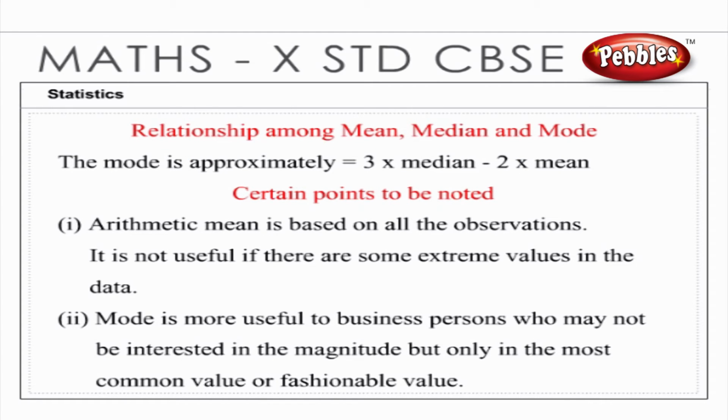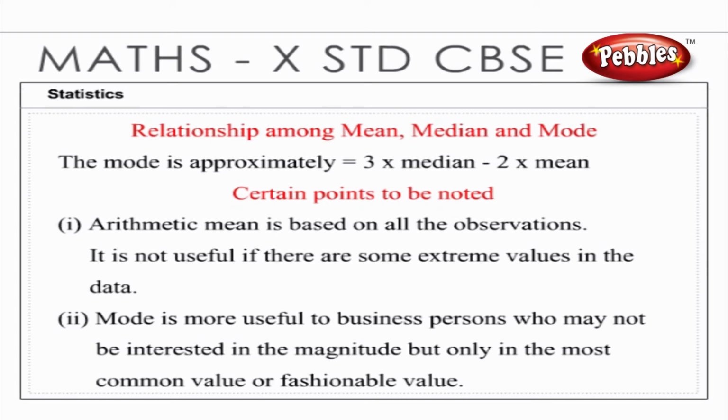Relationship among mean, median and mode. The mode is approximately equal to 3 into median minus 2 into mean. Certain points to be noted. First, arithmetic mean is based on all the observations. It is not useful if there are some extreme values in the data.